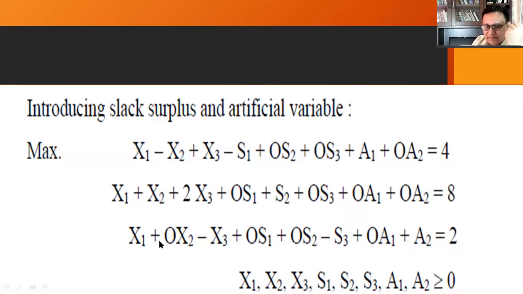Similarly, in the third constraint, we have x1, but x2 is not there. So 0 x2 will be introduced, minus x3 plus 0 s1 plus 0 s2 minus s3 is equal to plus 0 a1. Here, because a greater than equal to type constraint is there, A2 will be introduced and equal to 2. So in this way, we have changed the total structure of the constraints by introducing slack variables, surplus variables, and artificial variables.